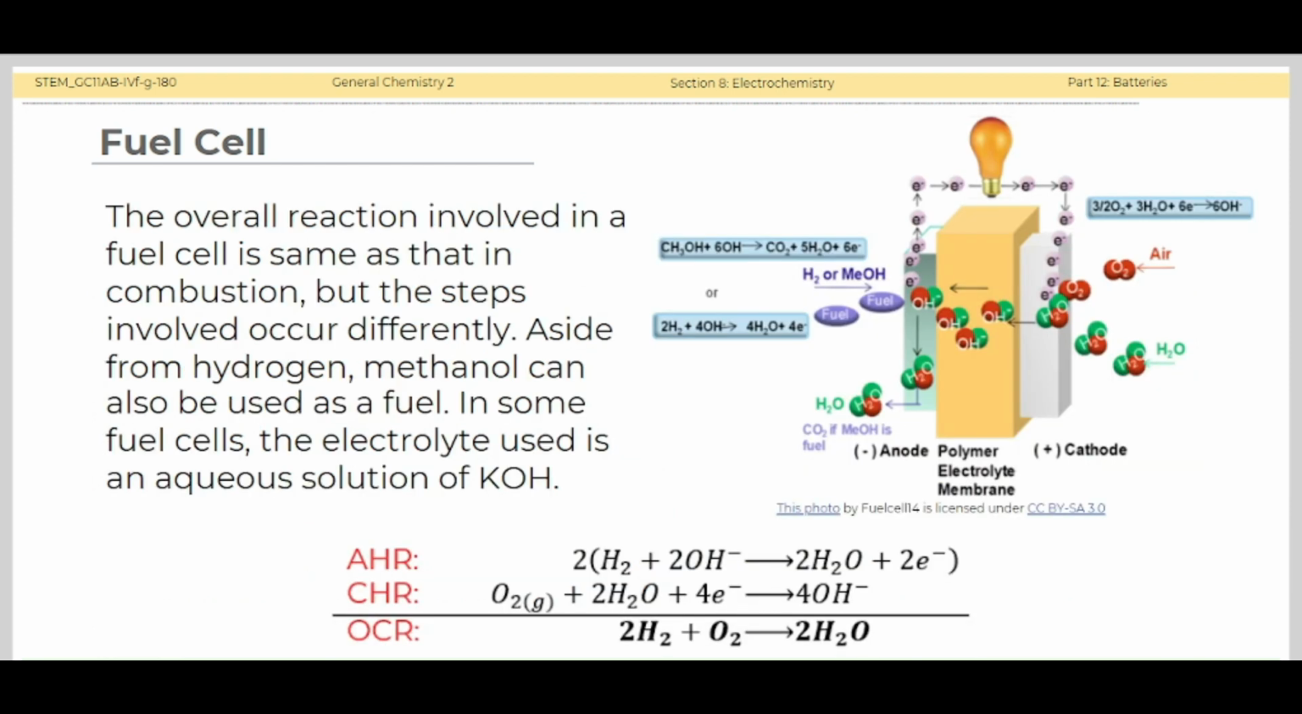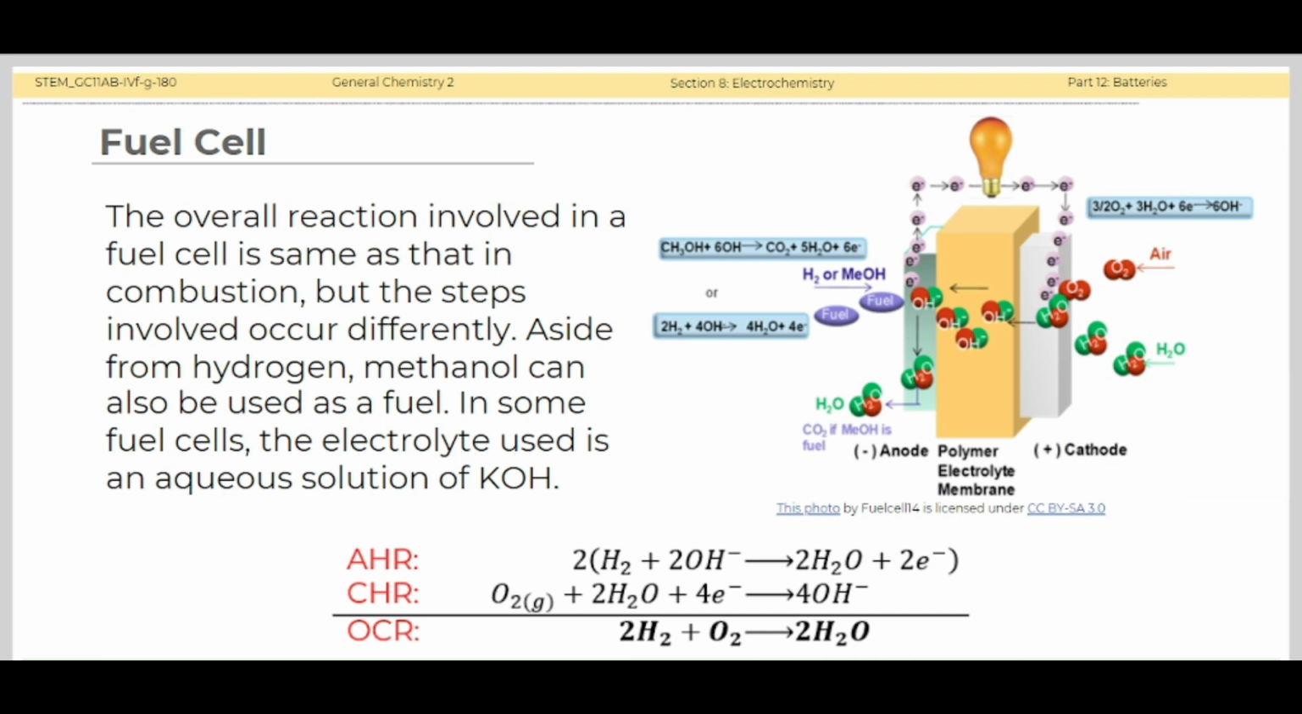The overall reaction involved in a fuel cell is the same as the combustion, but the steps involved occur differently. Aside from hydrogen, methanol can also be used as a fuel. In some fuel cells, the electrolyte is an aqueous solution of potassium hydroxide.